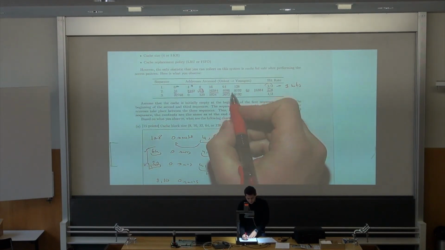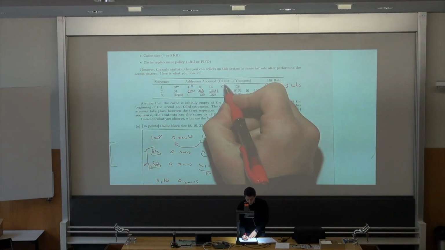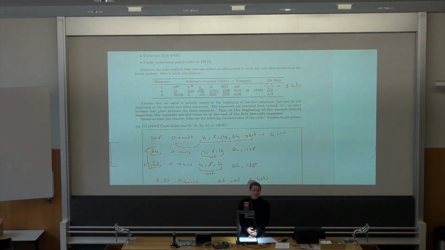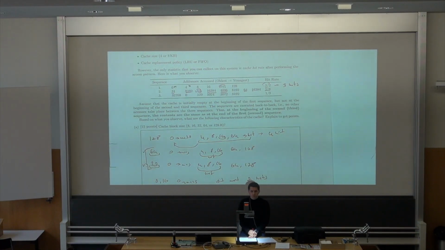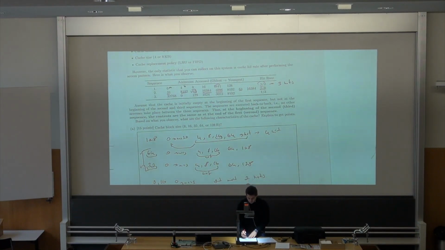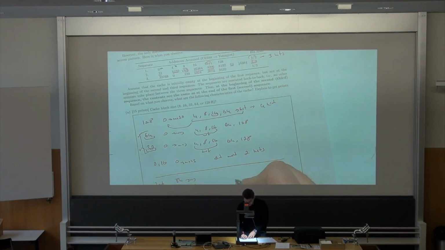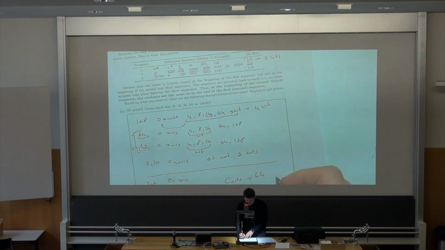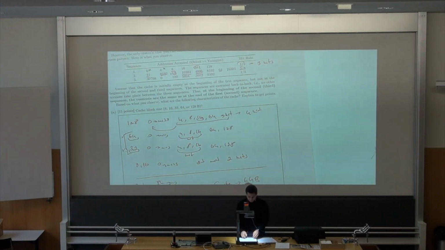But the thing is, you need to get this. We previously accessed 64, so this is already in the cache. So this is also a hit as well. Okay. So our cache size is basically then 64 bytes. All right.